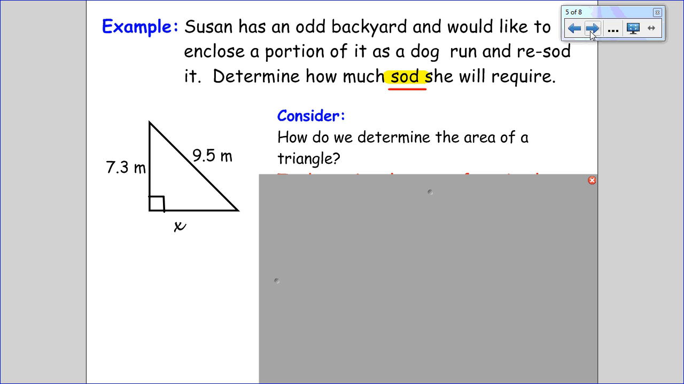Now, how do we find the area of a triangle? We should remember that a triangle is like a rectangle. It's half a rectangle, and the area of a rectangle is length times width. So if I want a triangle, I need half of that value. And remember, the length and width of a rectangle cross at a 90-degree angle, so we need to use the two side lengths that cross at a 90-degree angle. And in a triangle, we call them the base, which is x, and the height, which is 7.3.